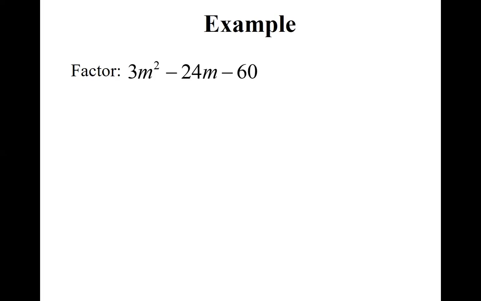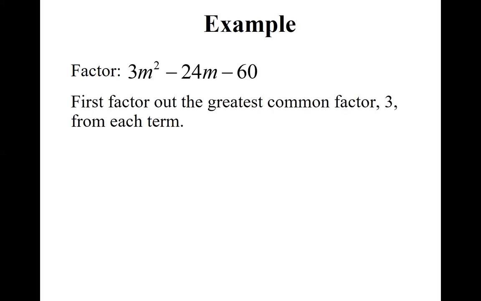The very first rule of factoring that we learned was GCF. And the reason we learned it first is because we always do it first. If we can factor out a GCF, we must do so. So let's factor that 3 out.